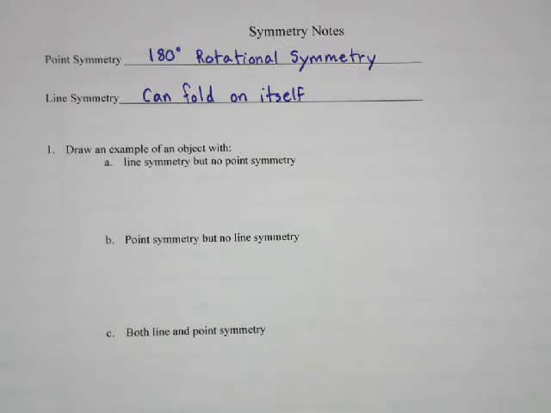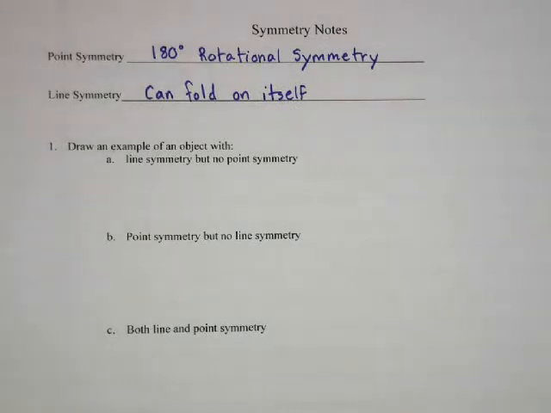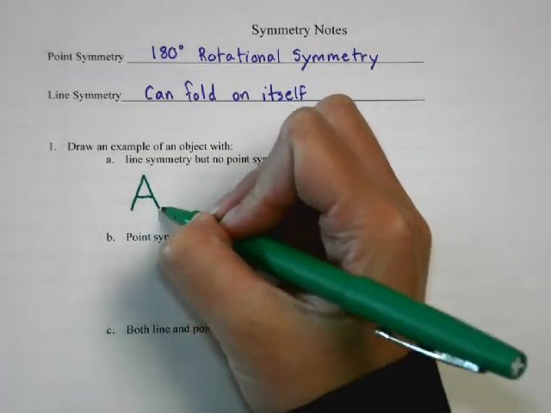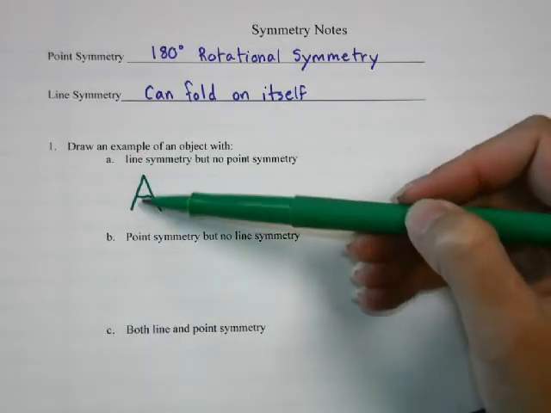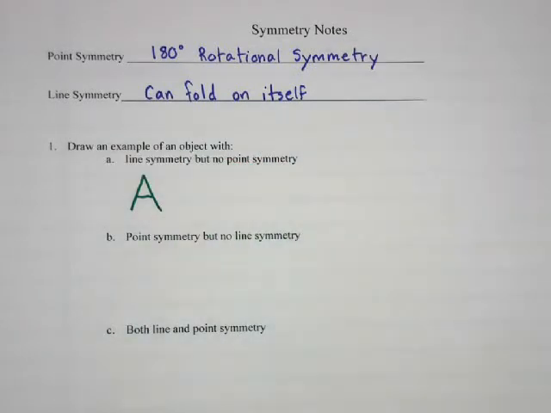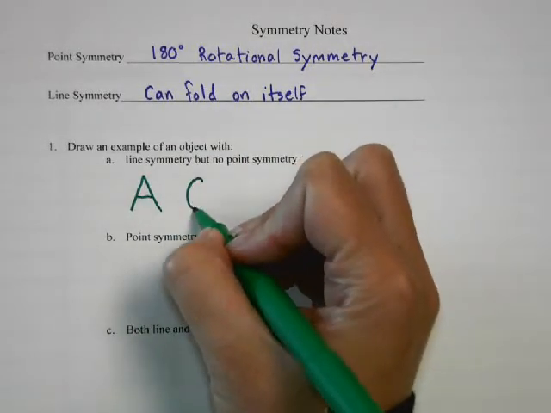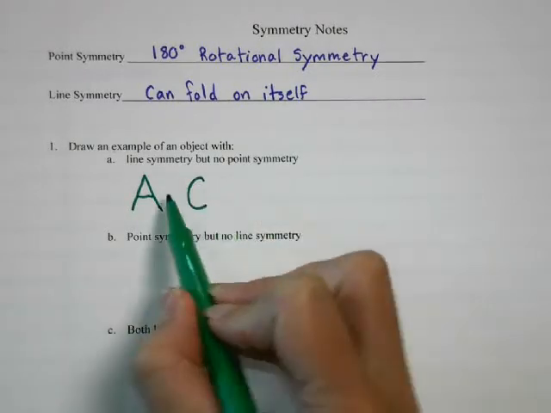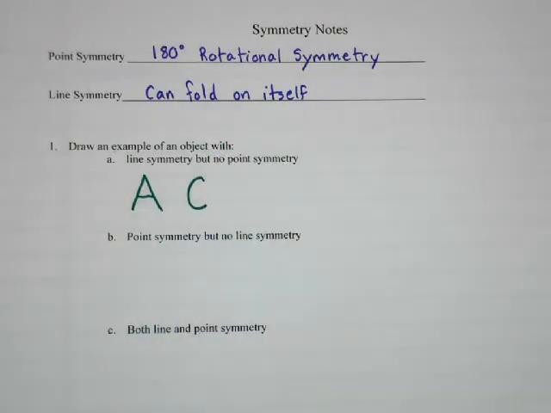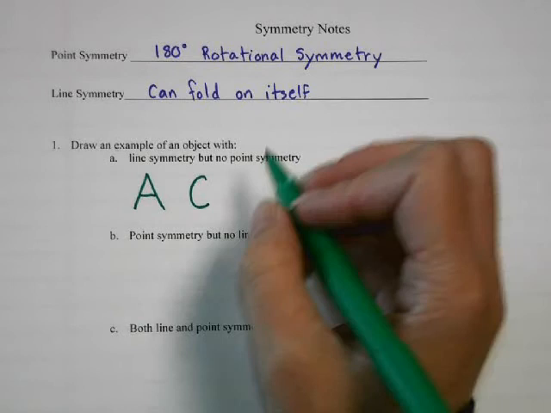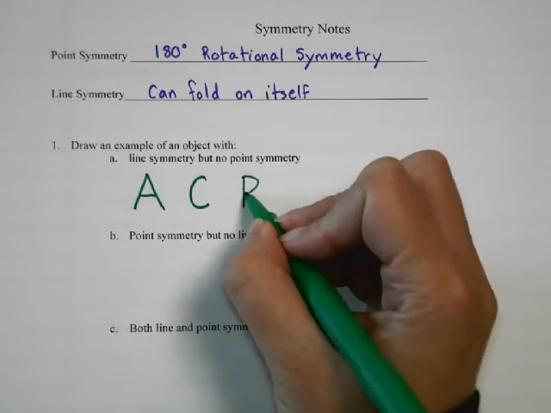All right, so some examples of shapes. Something that has line symmetry but not point symmetry. There are lots of different shapes that have this, but an easy example is capital letters. Like if I did the capital letter A, I could fold it on itself and there would be a line, but if I flip it upside down, it is not going to be the same. Maybe the letter C. I can draw a line down here and it's going to match, but if I flip it upside down, it's going to be facing the wrong way. One more, maybe a capital B.